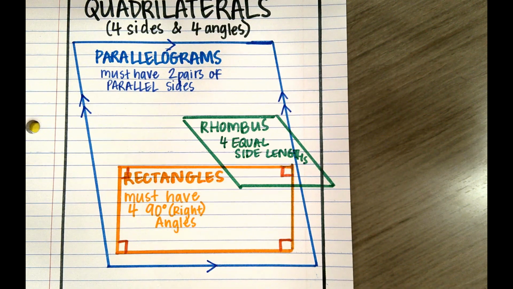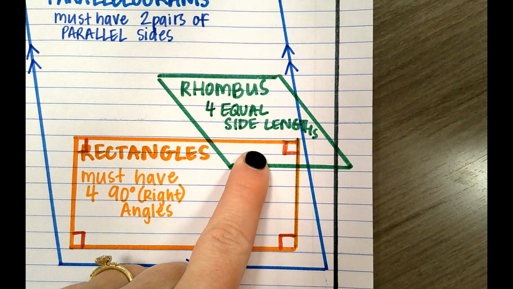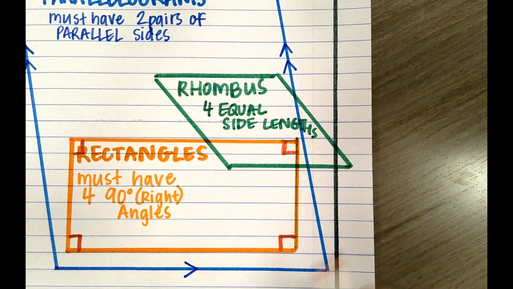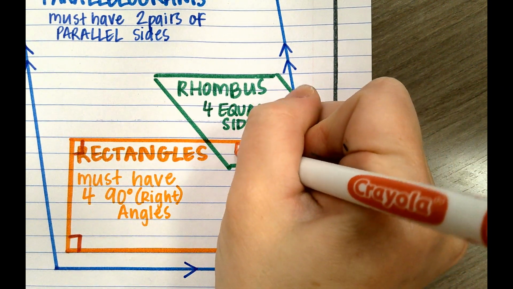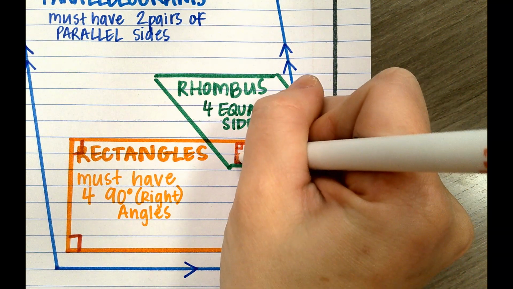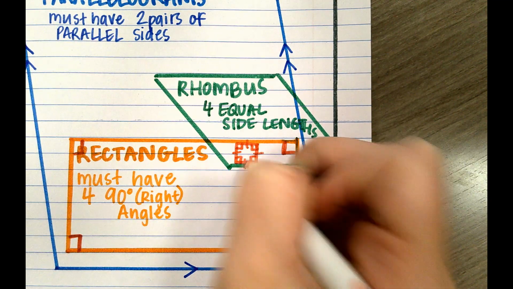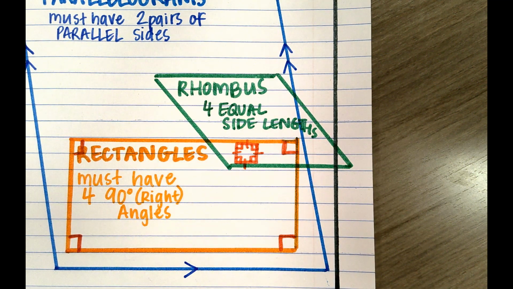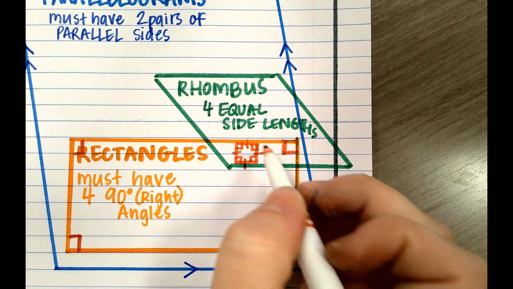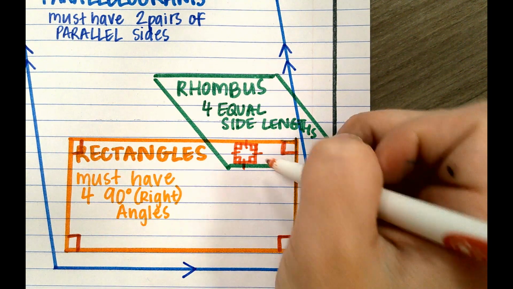And the very last thing that goes inside of this little overlap is a square because it's got 4 90-degree angles, 4 equal sides, 2 pairs of parallel sides, 4 sides, and 4 angles. So square is the most specific quadrilateral that we can have.